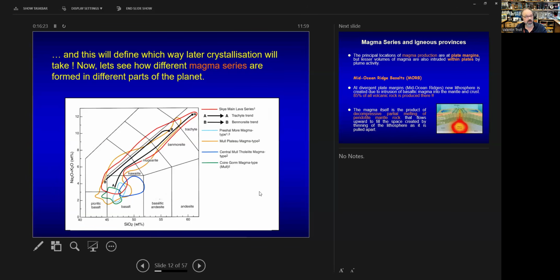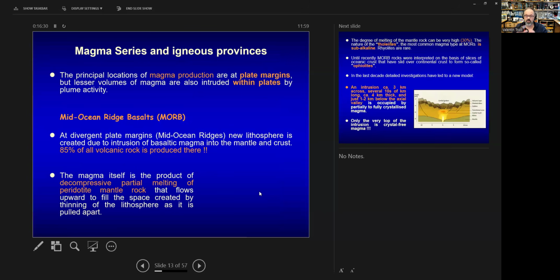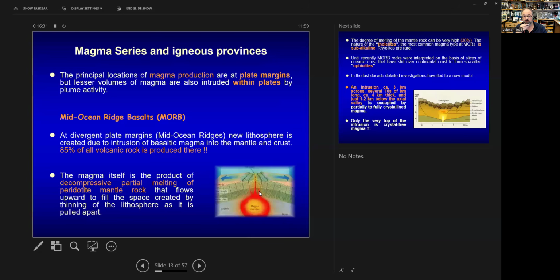And now I'd like to quickly run through the different tectonic provinces we have on Earth and give a little summary just to cement this discussion a little more. So, magma series and igneous provinces: the principal locations of magma production are plate margins, and that's where most of the magma is produced, but also within plates, and we'll come to this.